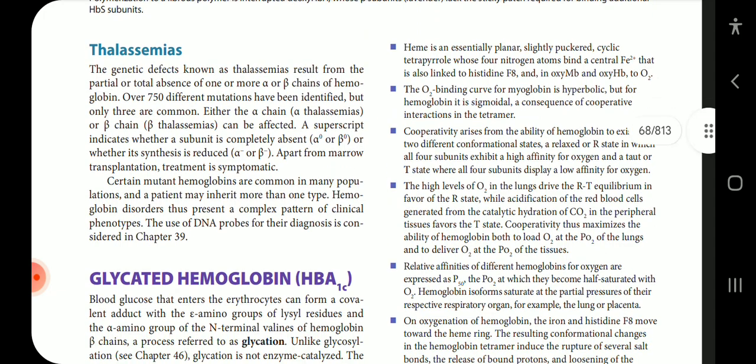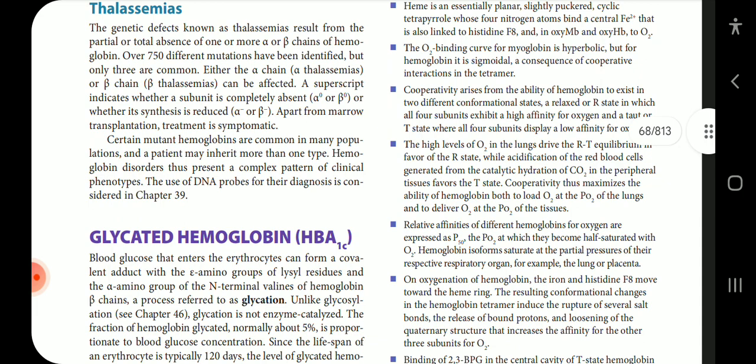The O2 binding curve for myoglobin is hyperbolic, but for hemoglobin it is sigmoidal as a consequence of cooperative interactions in the tetramer. Cooperativity arises from the ability of hemoglobin to exist in two different conformational states, the relaxed or R state, in which all the 4 subunits exhibit a high affinity for oxygen, and a taut or T state where all the 4 subunits display a low affinity for oxygen.